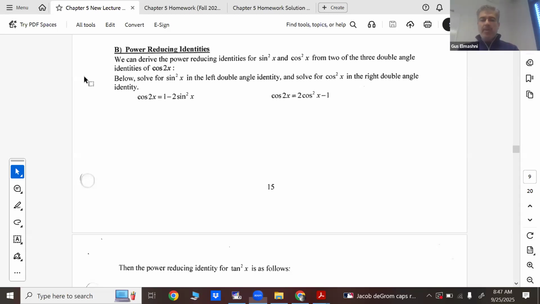So we know these are true now, right? We've talked about cos 2x, sine 2x. So cos 2x has a lot of variations: 1 minus 2 sine squared x, 2 cosine squared x minus 1. So what if I rearrange this? What if I move the 2 sine squared x to the left side and that cos 2x to the right side? I'd have this, right? Then divide by 2.